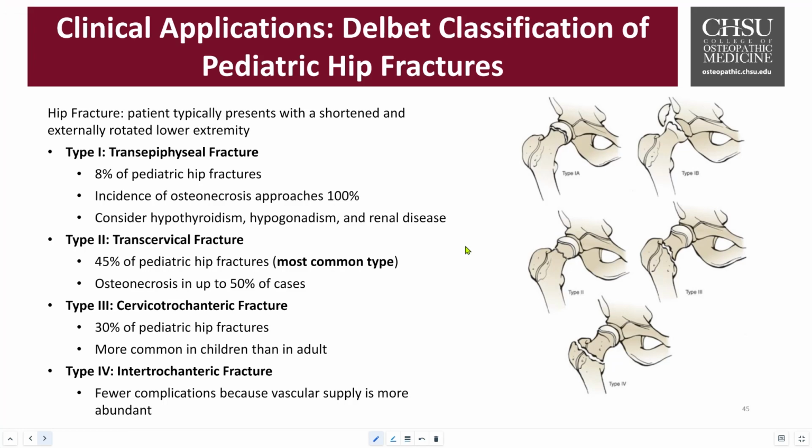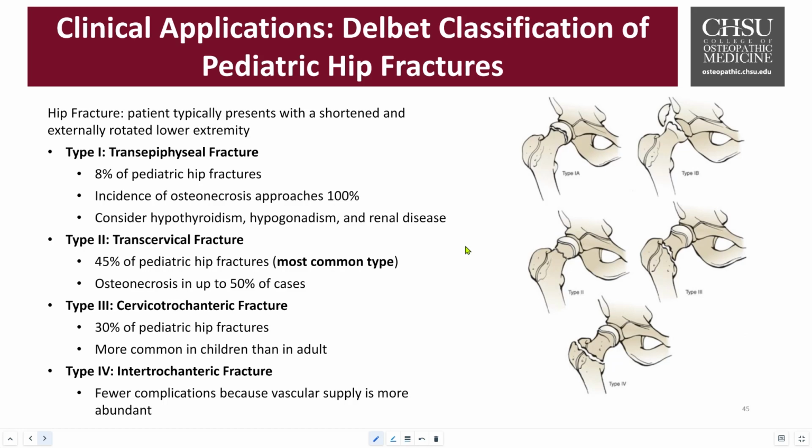Now let's take a look at some clinical applications. The first one is hip fractures and types of risks. The type 1 kind of fracture in the hip is called a transepiphyseal fracture. This is a pretty rare incident, comprising about 8% of pediatric hip fractures.